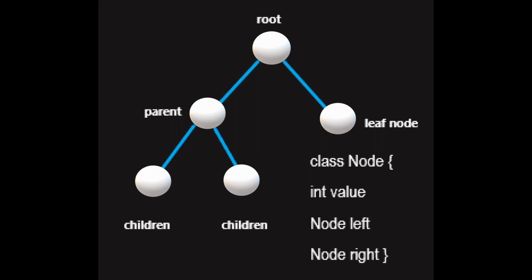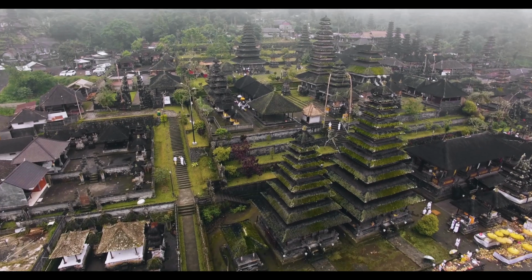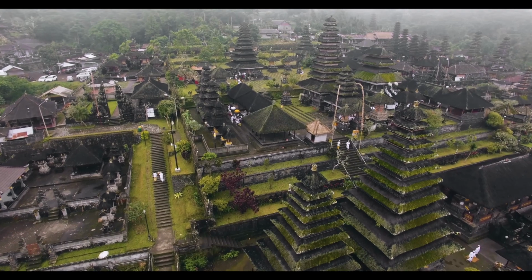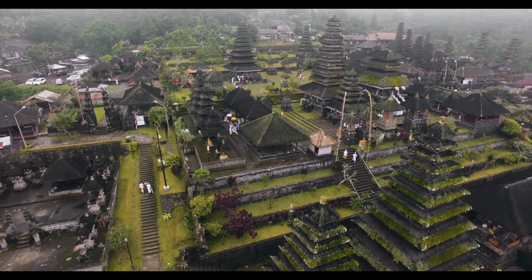Then we add node with integer data type and left and right child. As you remember from our previous video, word binary means consisting of two things or parts, a choice between two alternatives only. You already know what is binary search. Now let's learn what is binary tree and how it's different from binary search tree.